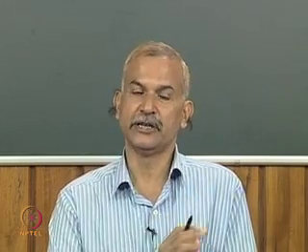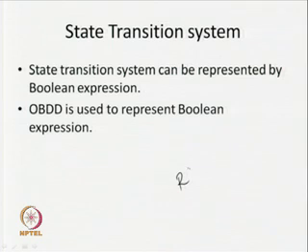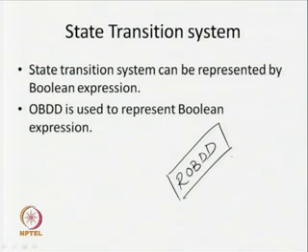That means the behavior of our state transition system has been represented by our ordered binary decision diagram, and once we reduce it, ROBDDs is used to represent this particular state transition diagram. And if we stick to one particular variable ordering, then we are going to get a unique representation of that state transition diagram.